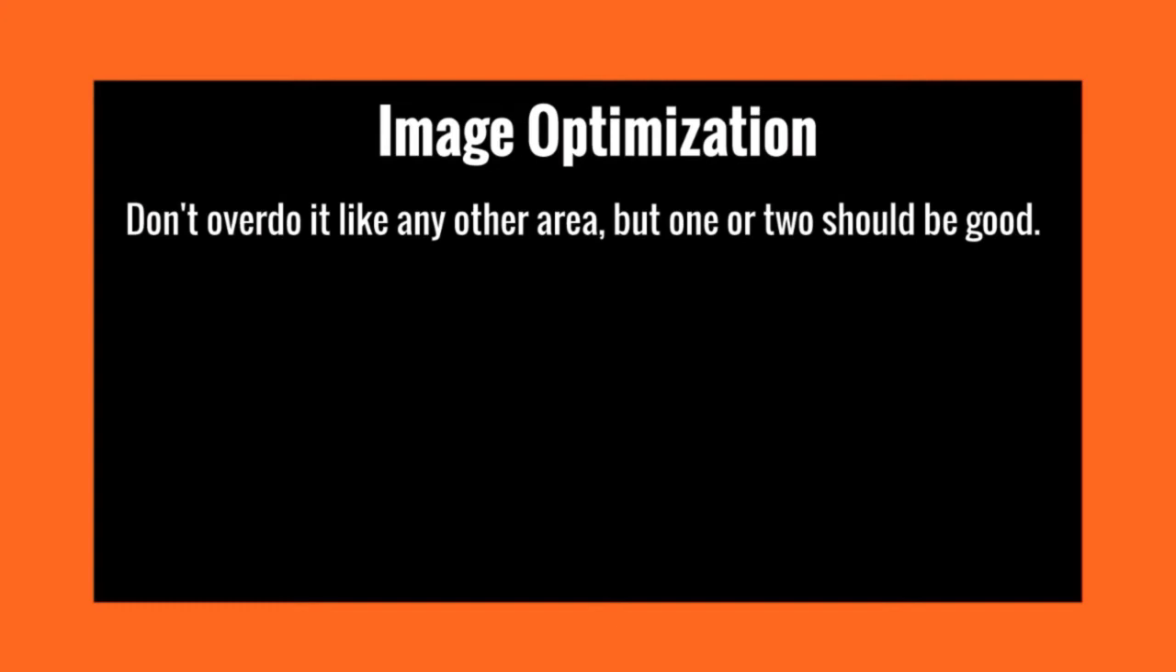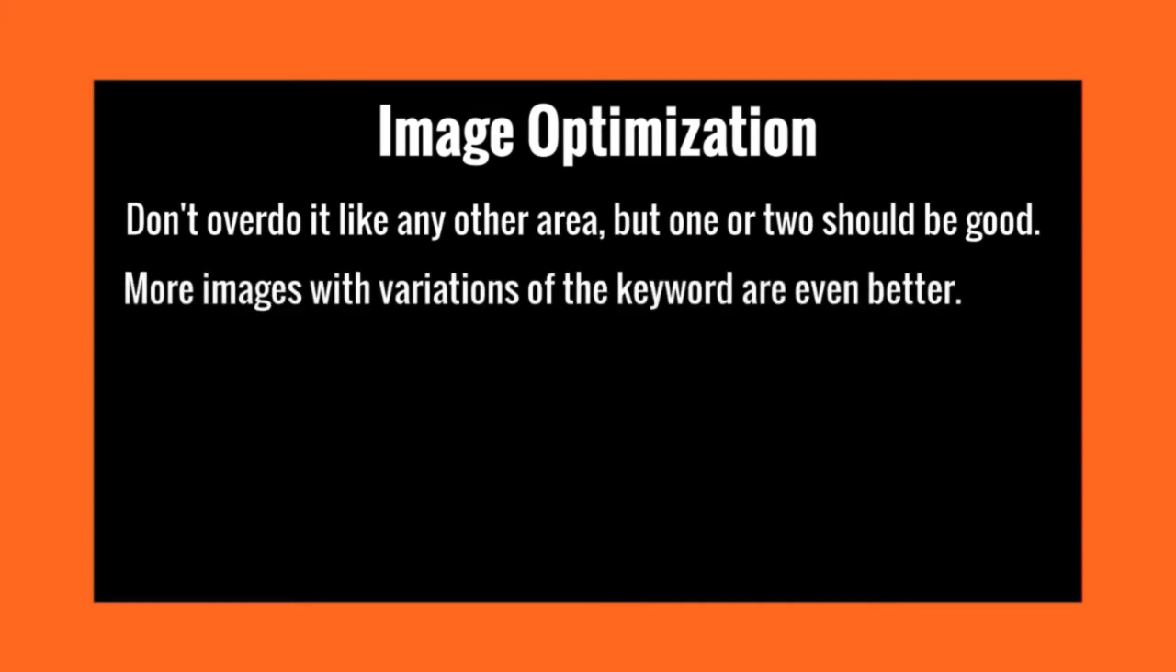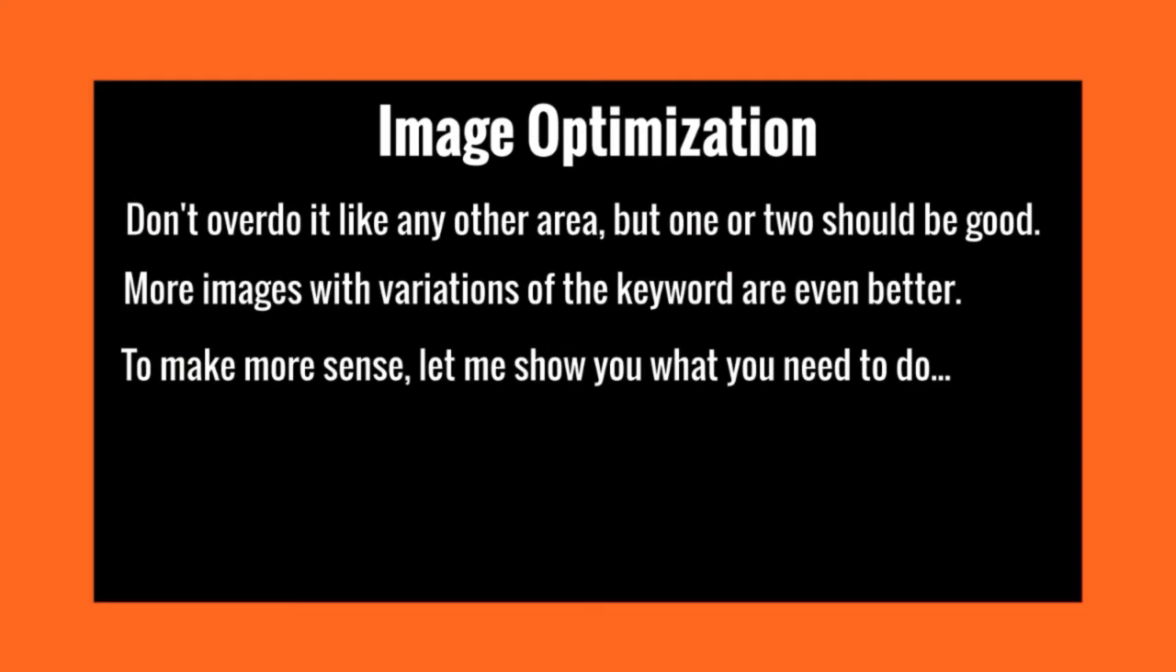Now, like I said, more images with variations of the keyword, that's even better for your SEO. So, if we're focusing specifically on red shoes as the post itself, maybe it is better to indicate a specific brand name of shoes. You might want to put the brand name, or you might want to put the brand name plus red shoes. Perhaps you might want to put shoes red, or red plus a synonym of shoes. So, to make more sense, let me show you what you need to do on screen, and I'll give you some more tips along the way.